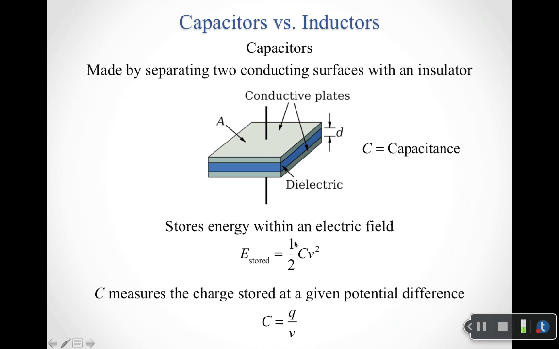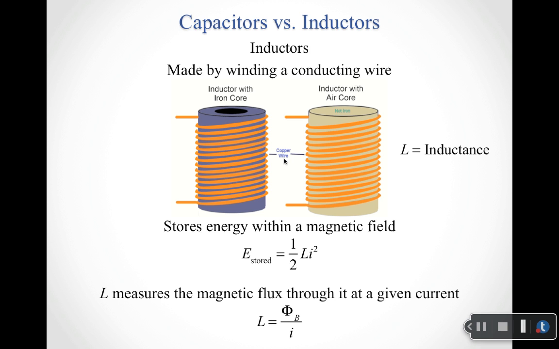We said we know that a capacitor is going to store energy within an electric field, and it's going to do it by this expression, 1/2 C times whatever the voltage is across your capacitor squared. So here's how the electrical energy is stored within a capacitor. And then we know that the capacitance is measuring the charge stored at a given potential difference. So again, the capacitance is just going to be the ratio between the charge stored on your plates and the potential difference across your plates. So this is fundamentally the key idea defining a capacitor.